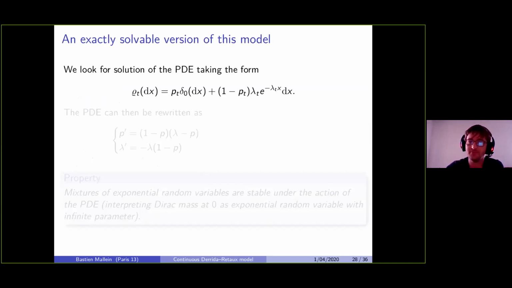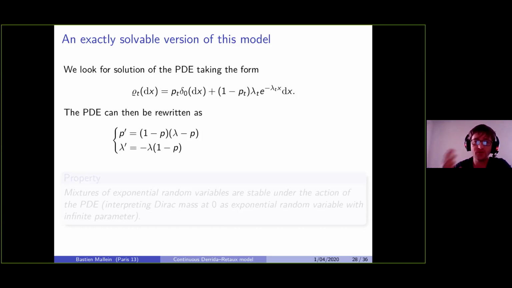And we found it by starting with an exponential random variable. If the initial distribution rho 0 is an exponential distribution, then at all positive times, the law rho t will be a combination of a Dirac mass at 0 and an exponential random variable. So actually, the law rho t can be described by only two parameters: pt, which is the probability to be equal to 0, and lambda t, which is the tail decay of the exponential distribution, knowing that you're strictly positive. And this PDE can reduce to a system of ordinary differential equations.